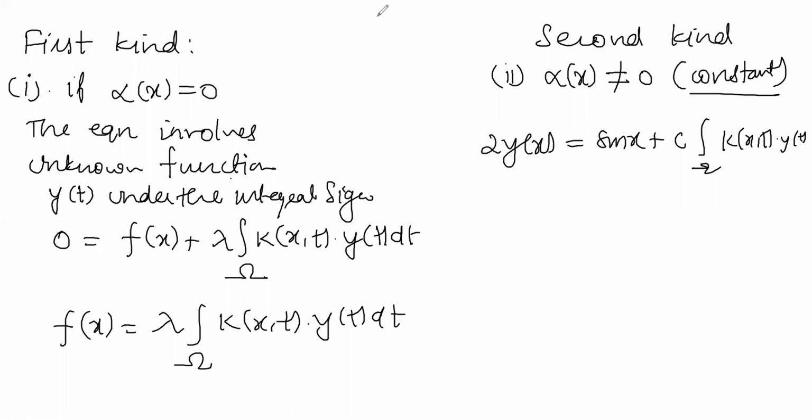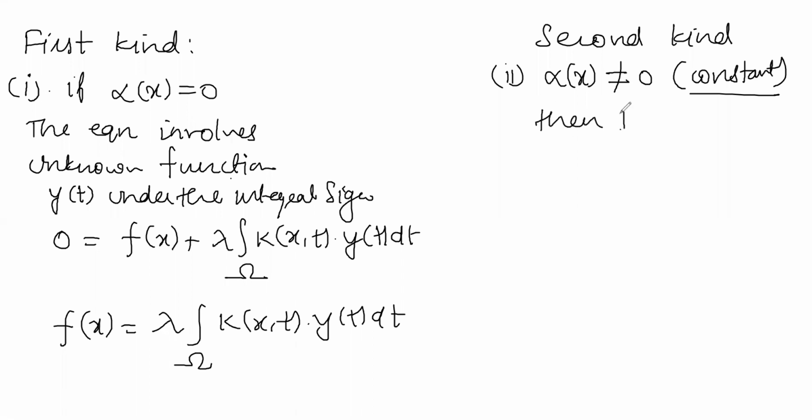Such types are known as second kind. Now let us see: if alpha of x is non-zero, then the integral equation is called a second kind integral equation.